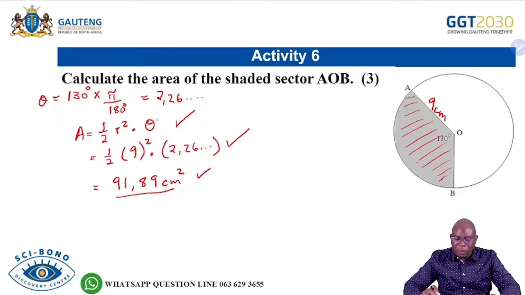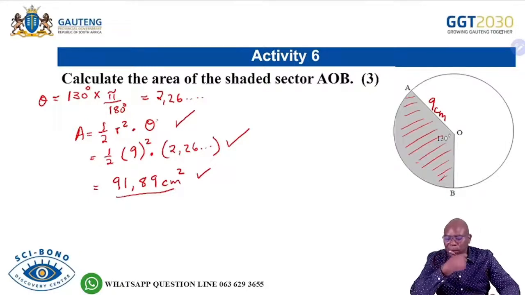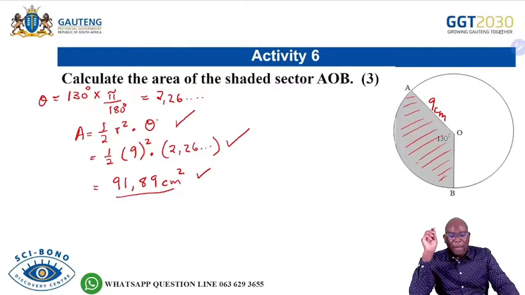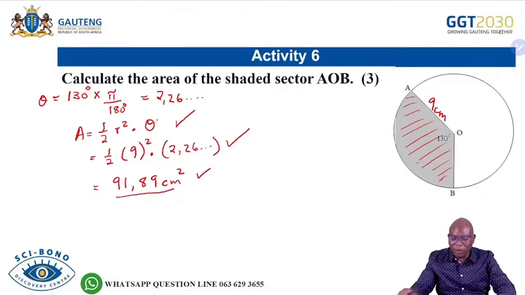Okay, now let's look at activity number 7, which is going to be our last activity. Now here we have got a wall clock. This is a very big wall clock. You'll see when we're doing the answers there. A wall clock has an area of 452.39 square meters. Now here we're talking meters.